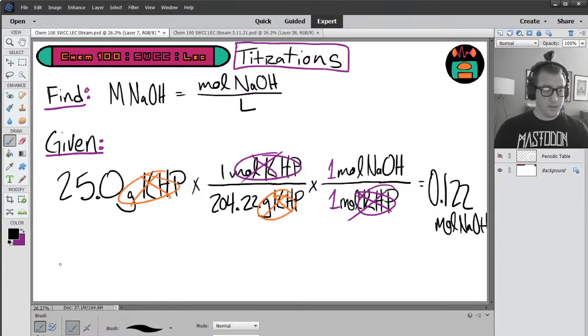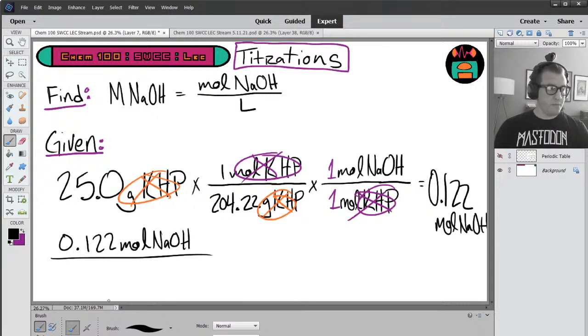And now we can calculate our molarity because we just need to divide our moles by our volume in liters, which is 0.01393.